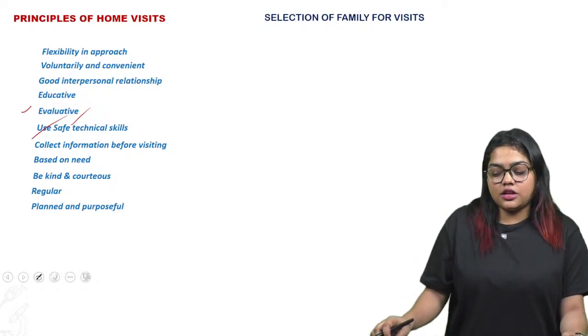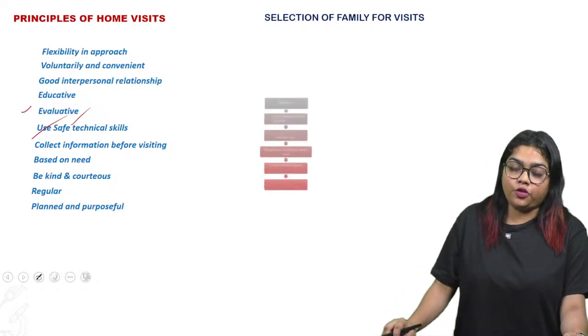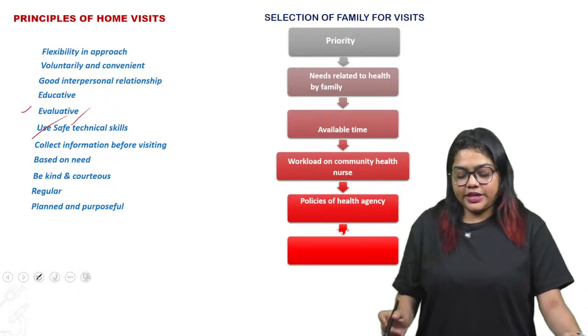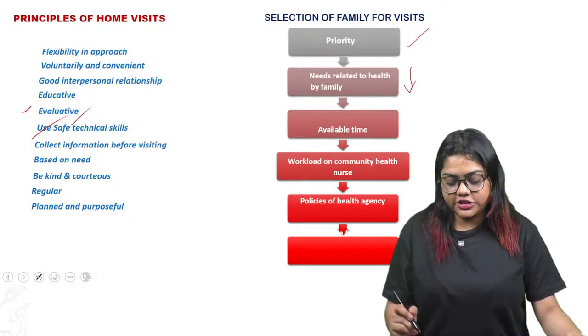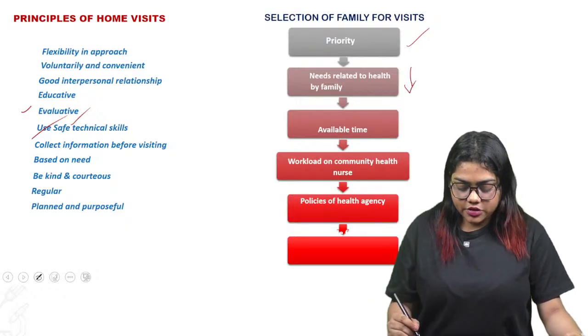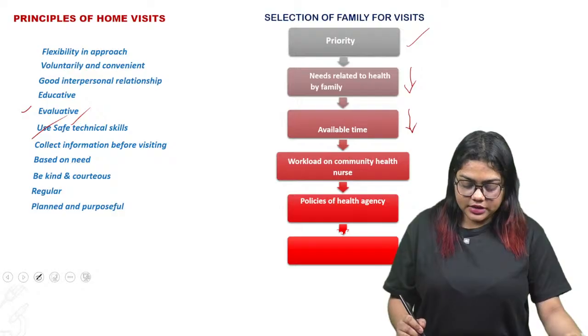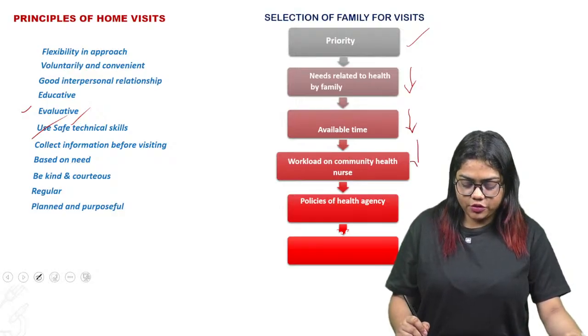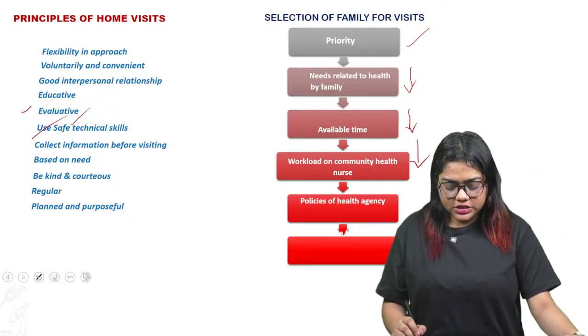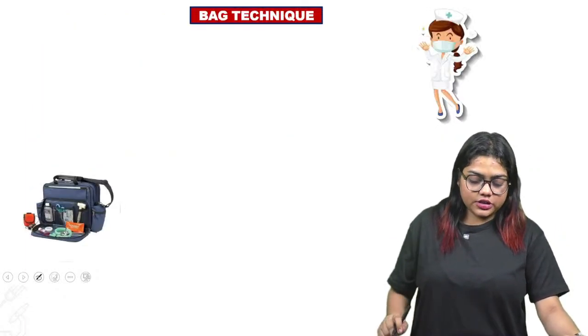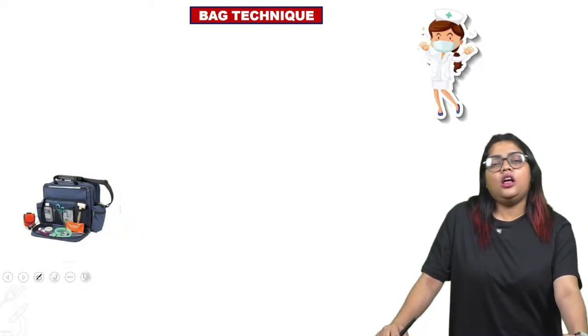Now there are 6 factors for selecting families for visits. Based on the priority, we look for the needs related to health of the family. We have to consider the available time, the workload of the community health nurse, and then the policies of health agencies. So this is about the home visit.